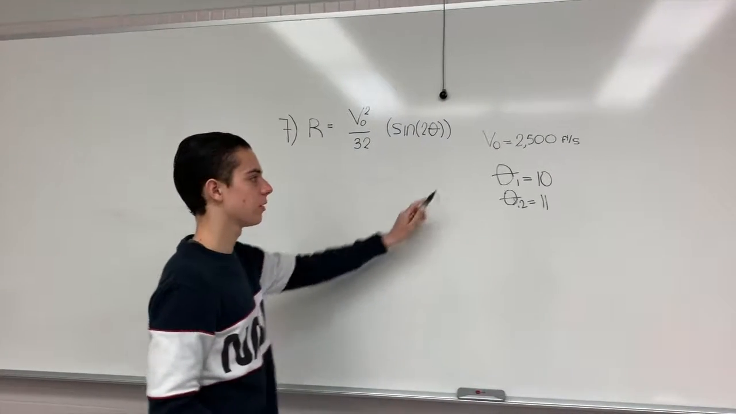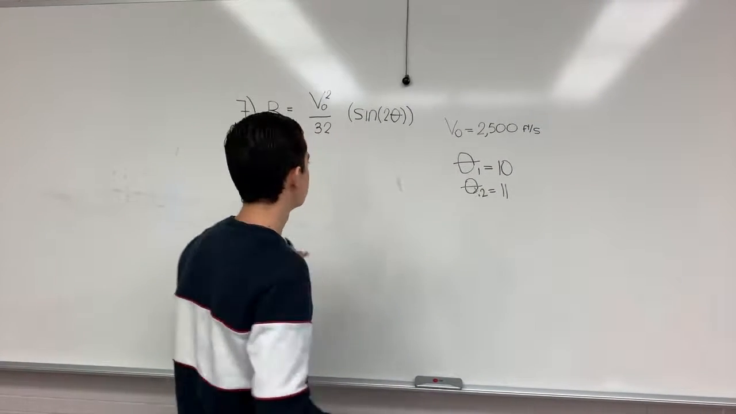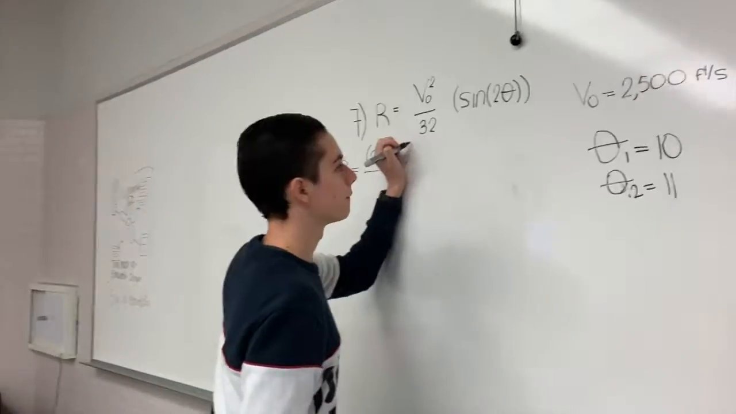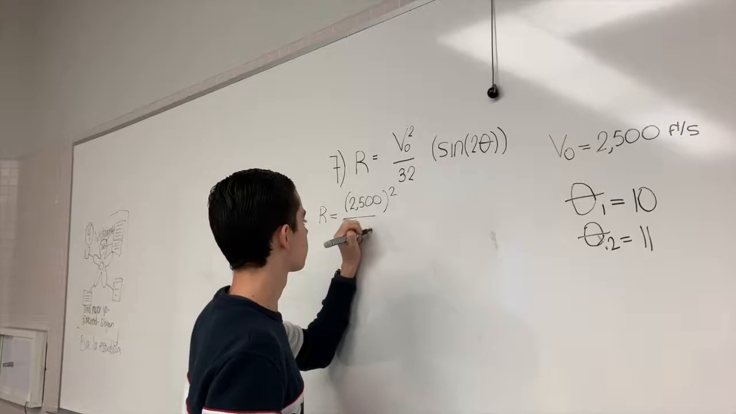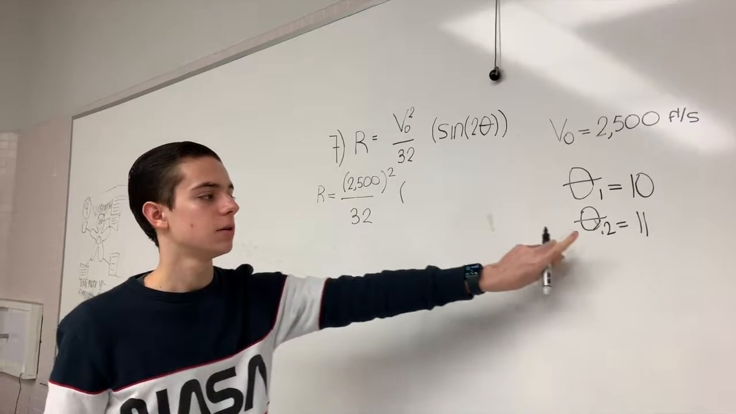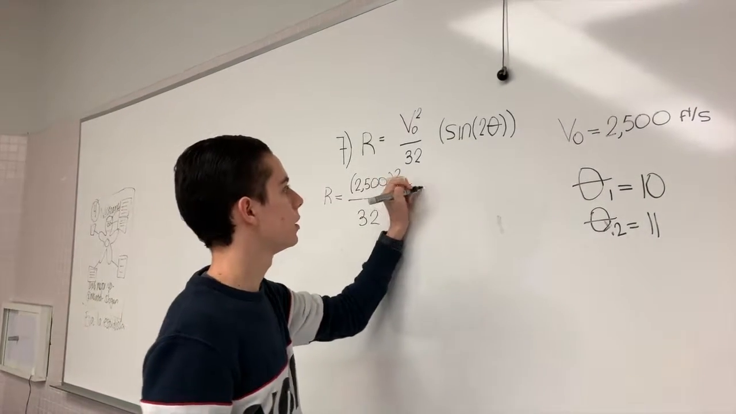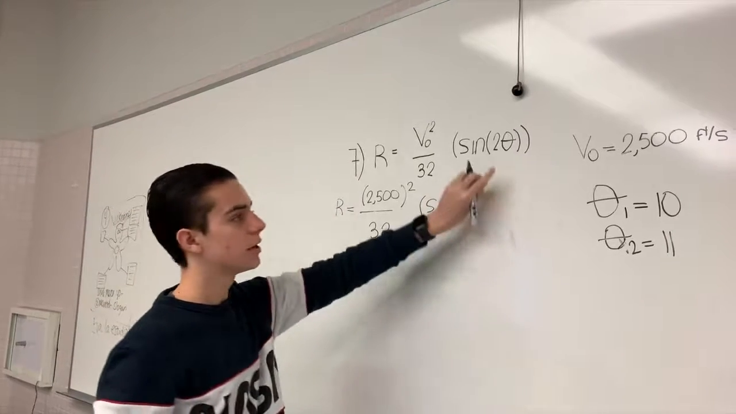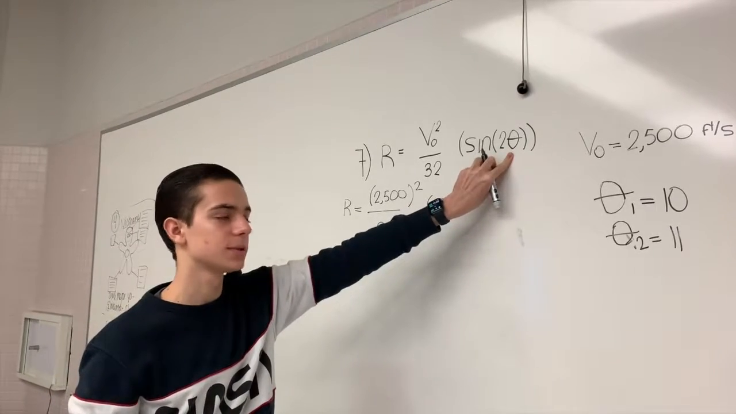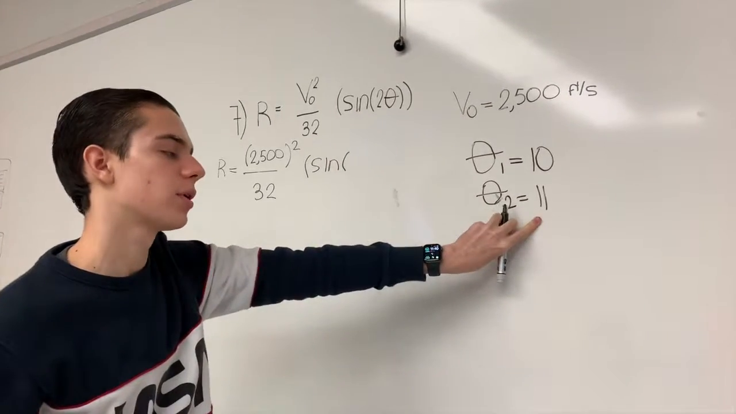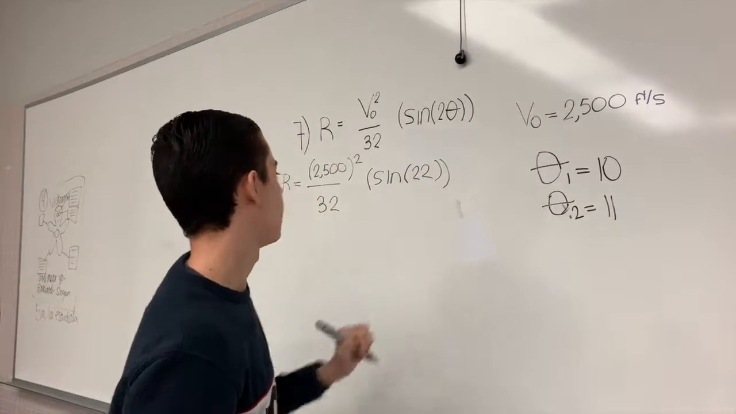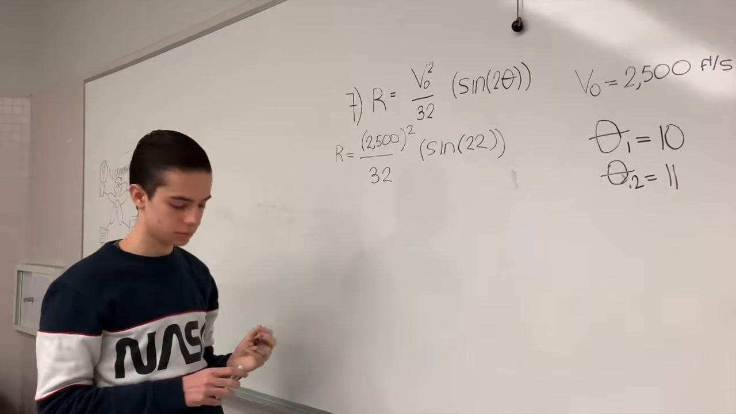So they're giving us the V0, so we're going to substitute on the formula. And we're also going to substitute theta 2 in the sine. So in here, in the trigonometric function, we have 2, so it's going to double the value of theta. So we're going to insert theta 2, which is 11, 11 by 2, 22. And then we're going to get the result in the calculator.